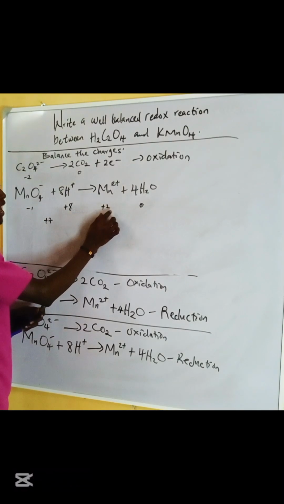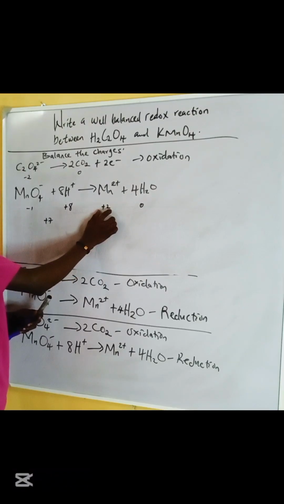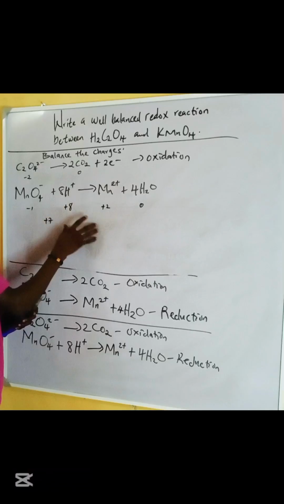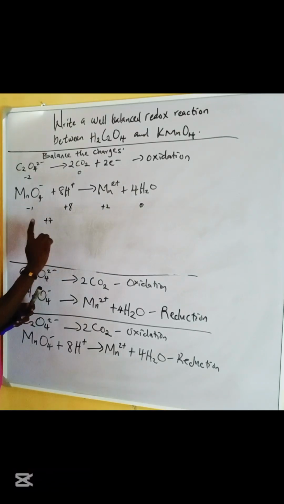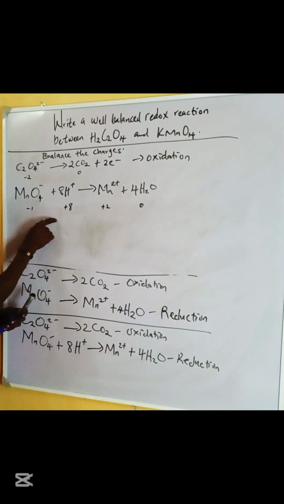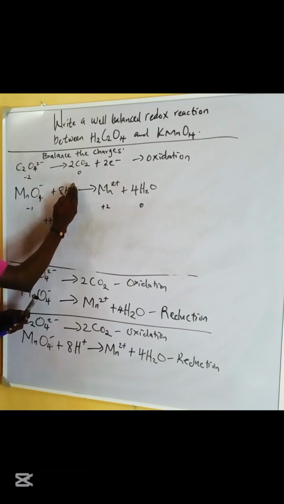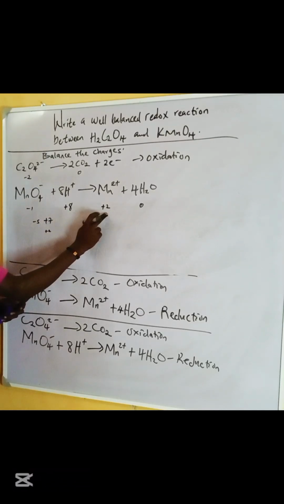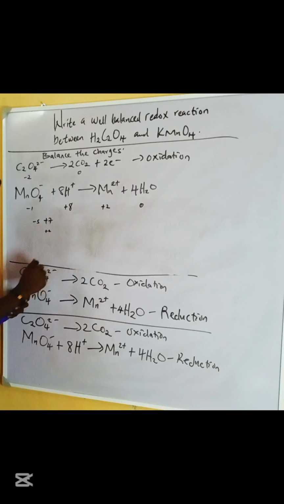At my product side, I have just +2. Is that clear? So to balance it such that they both have the same charge, I will add 5 electrons to my reactant side. If I add 5 electrons, that is -5 plus +7, it will give me +2, isn't it? So you see that it's equal to this one. Is that clear? You see the technique?